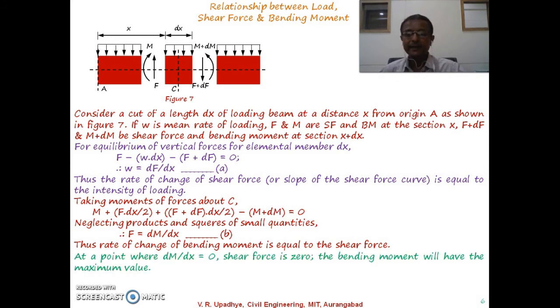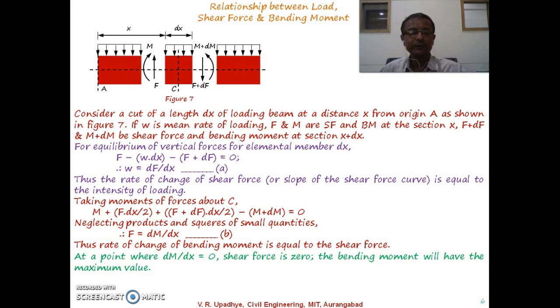So with the second equation, what we have written is F is equal to dM by dx. Suppose at a particular point dM by dx is equal to 0, that gives us shear force is 0. So what is actually meant by it is that there is no change of bending moment. Or if we draw at that particular point on the bending moment diagram a tangent, then that will be horizontal. So when dM by dx is equal to 0, the bending moment will have the maximum value. So that gives us two different things: if dM by dx is equal to 0, shear force is 0 and bending moment at that particular position is maximum.